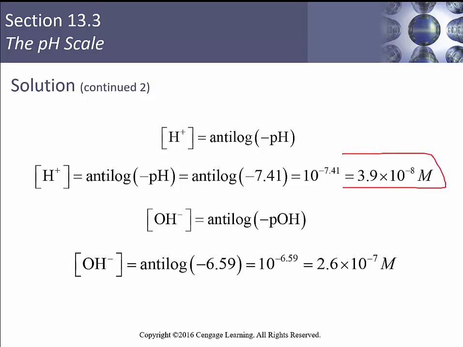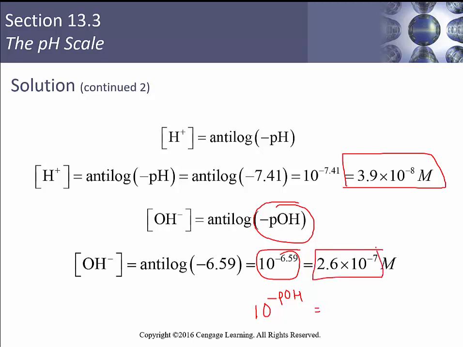If I wanted to, I could use that relationship between Kw and H plus and OH minus, knowing that this number times X is going to be 1 times 10 to the minus 14. But I've already got OH minus ion concentration tied up in the pOH, which we did earlier. So our hydroxide ion concentration is going to be 10 to the minus pOH. And that's going to give us 2.6 times 10 to the minus 7.